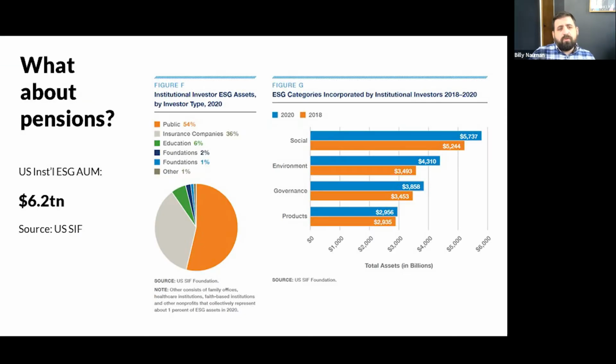In pensions, we've seen this grow a lot on the DB side. You can see here, this is also from US SIF, the split out. They estimate the total AUM in institutional investments in the US managed according to ESG principles is somewhere around $6 trillion, and more than half of that comes from public pensions. They estimate a lot of that is looking at social and environmental, but you can really see on the chart on the right the breakdown of how they're looking across the board.